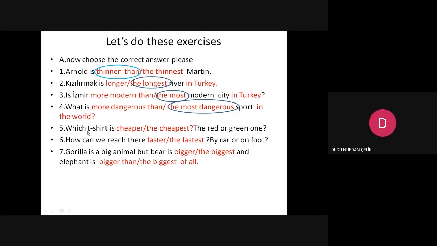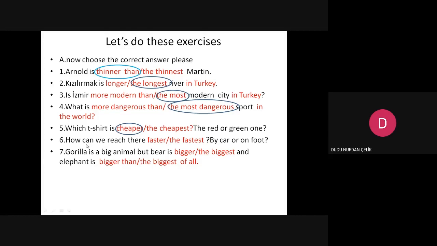Look at the fifth exercise. Which t-shirt? Which is a question for choosing. We choose one. And look at the sentence here. The red or green one. We have two choices, red and green t-shirt. When we see two, we understand that it's comparative and we say cheaper. Which t-shirt is cheaper? The red one or the green one?